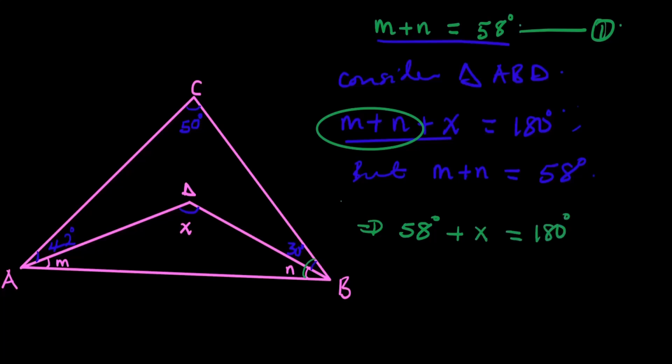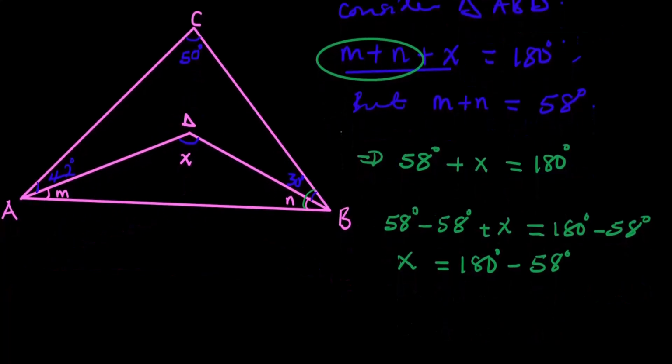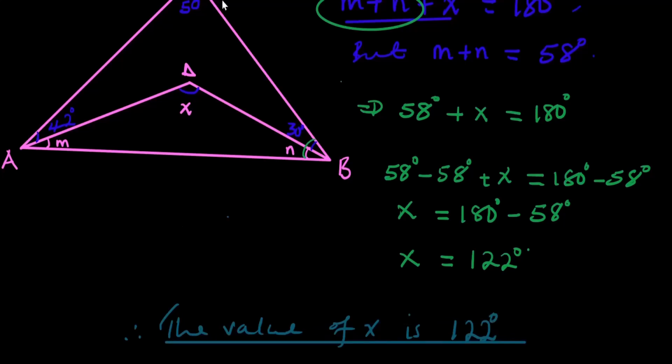From here we can collect like terms. So we have 58 degrees plus x equals 180 degrees. Take away the 58 degrees from both sides. So they cancel, and we remain with x on the left hand side being equal to 180 degrees take away 58 degrees. If I calculate here, I'm getting the value of x being equal to 122 degrees. We can now conclude as per the question that the value of x is 122 degrees. So this becomes our correct answer for the value of x.